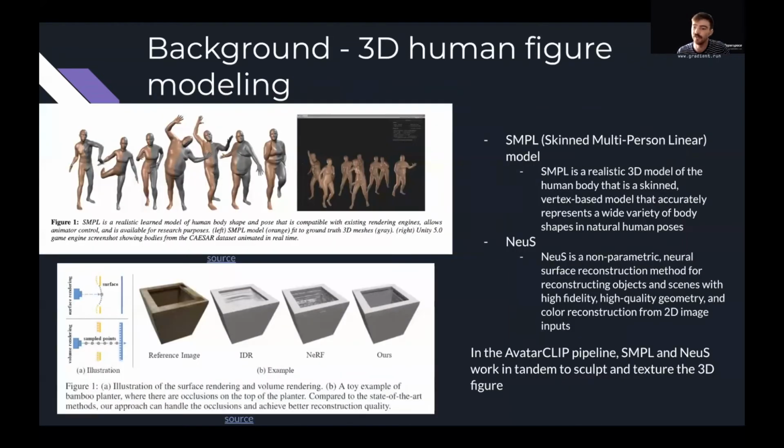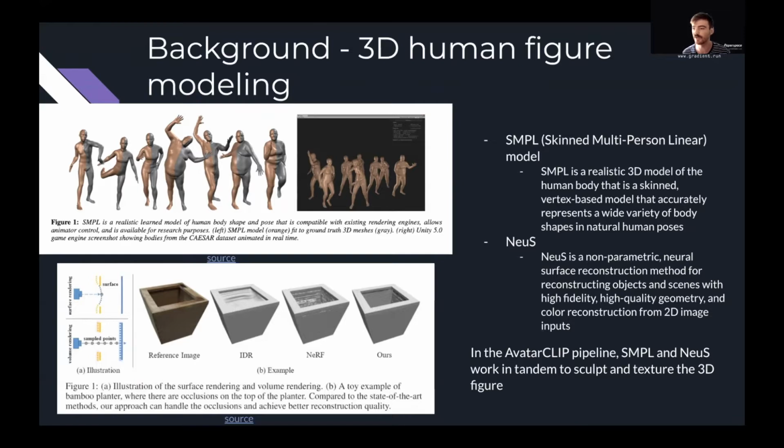Next, let's talk about some of the needed background information. In these slides, we're talking about 3D human figure modeling, and we're going to start off with SMPL. SMPL stands for Skinned Multi-Person Linear Models, and SMPL is a realistic 3D model of the human body that is a skinned vertex-based model that accurately represents a wide variety of body shapes and human poses.